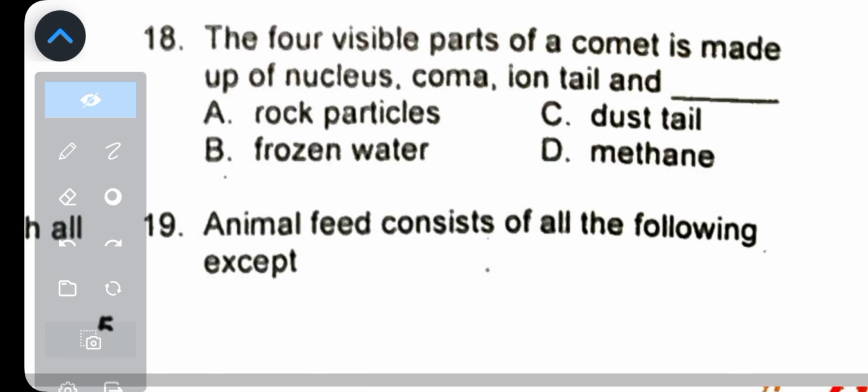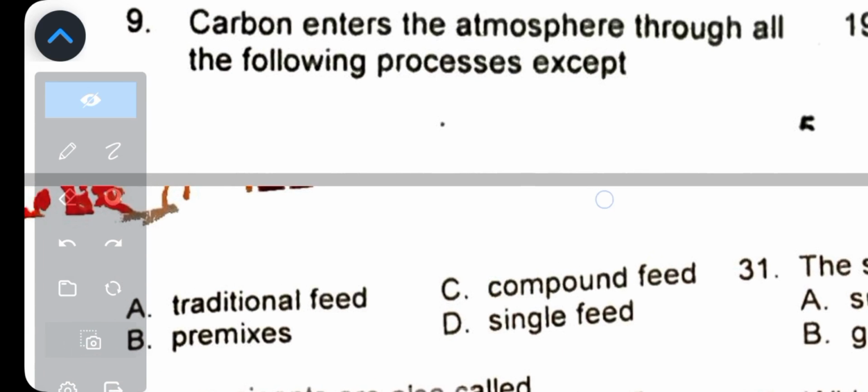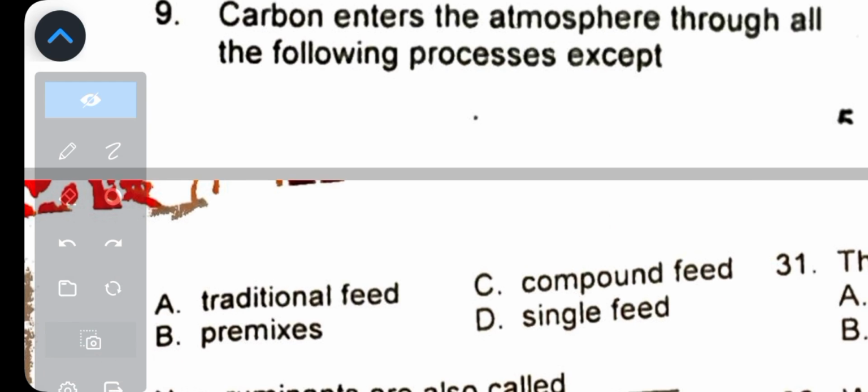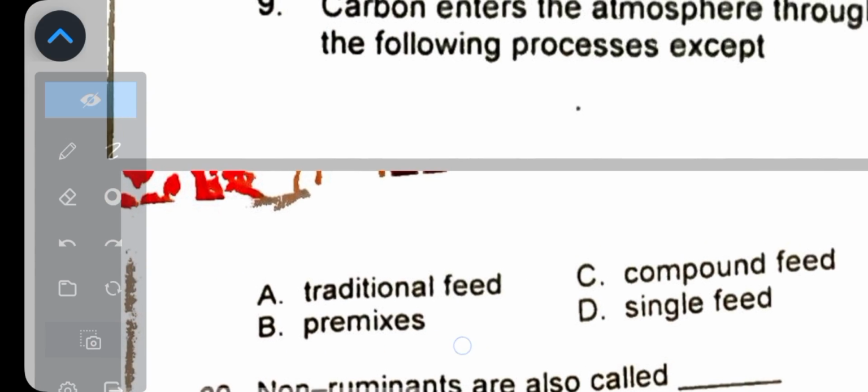Animal feed consists of all the following except A. Traditional feed, B. Premixes, C. Compound feed, D. Single feed. And the answer to question 19 is D.